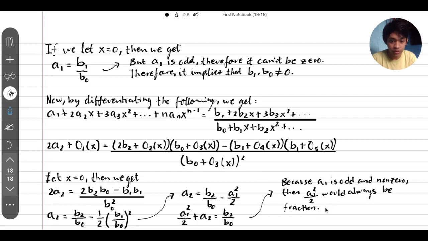So therefore, even if a sub 2 is a negative integer, there will be no cancellation since this is always a fraction, and if we minus an integer or add an integer, this never goes to zero. That's why a sub 1 squared all over 2 plus a sub 2 is never 0, which implies that b sub 2 is also non-zero.